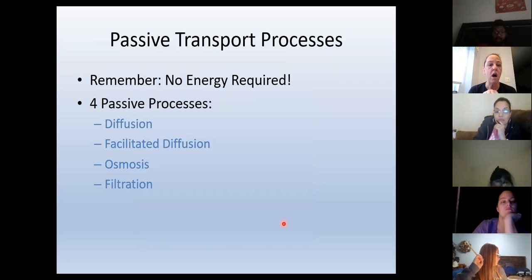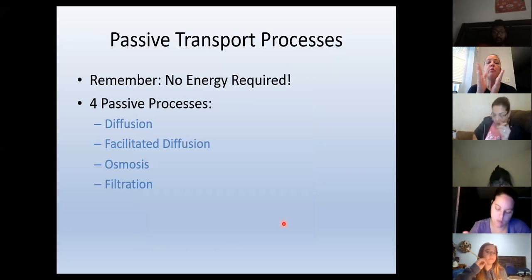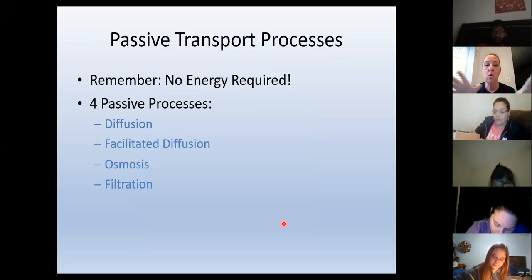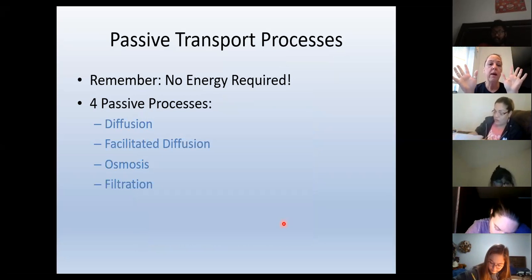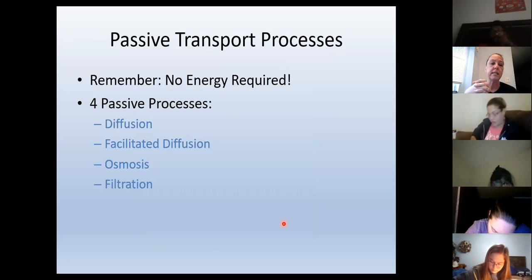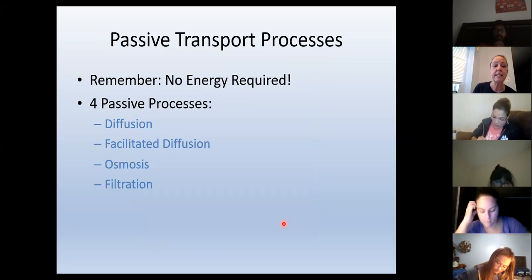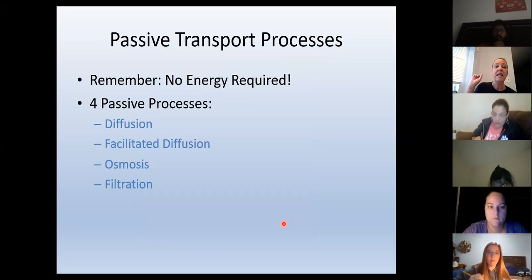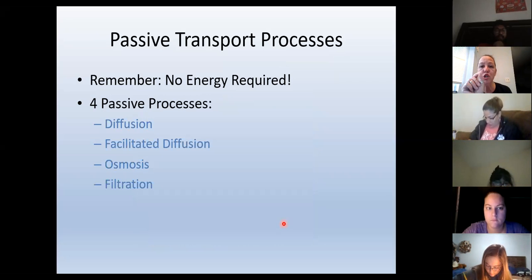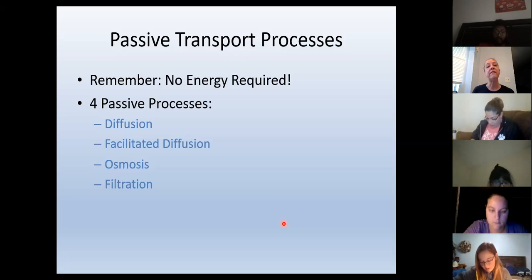So let's first talk about passive. Passive means no energy required. And we have 4 passive processes. Diffusion, and I'm willing to bet some of you have diffusion transport processes happening in your homes right now, and you don't even know what I'm talking about. That's okay, I'll explain. We have facilitated diffusion.